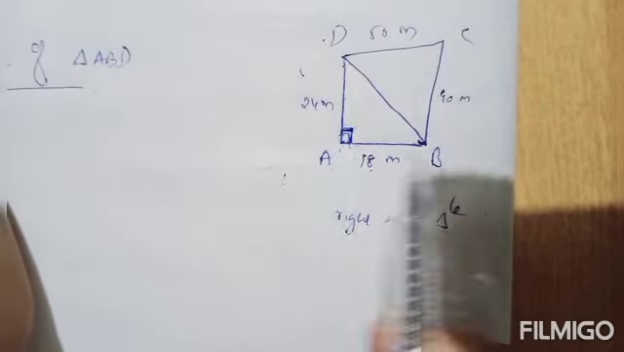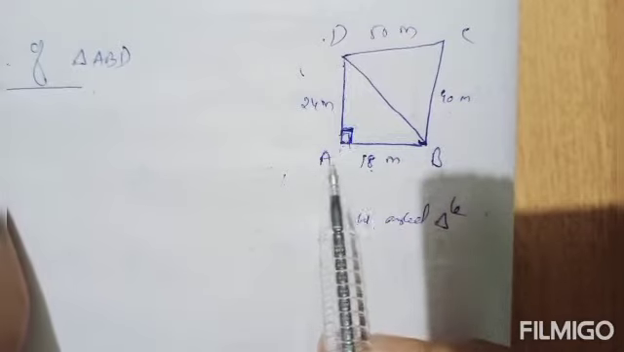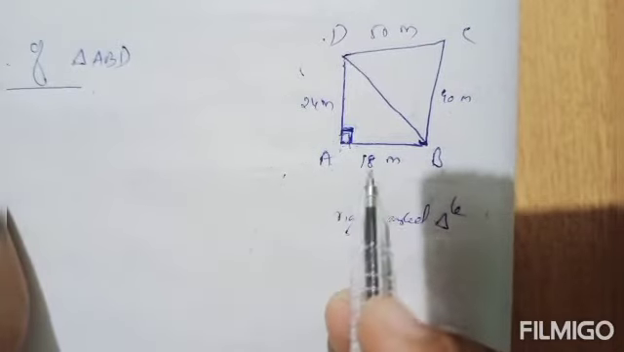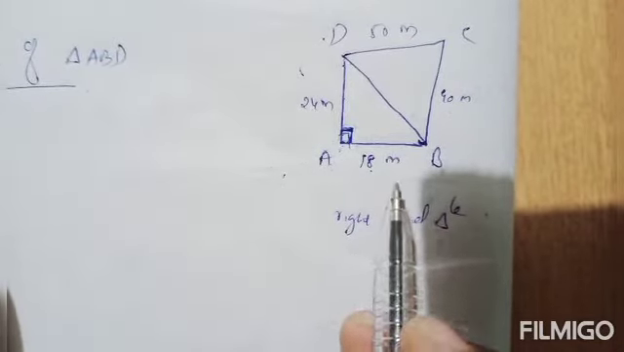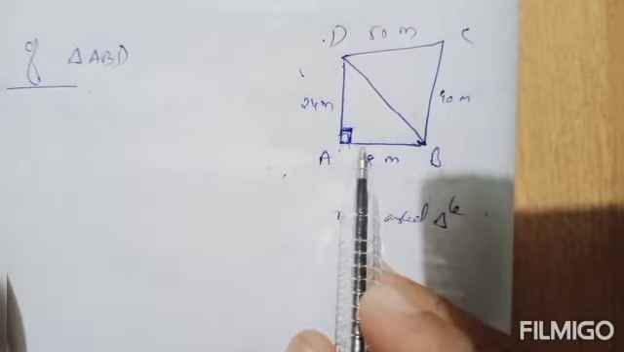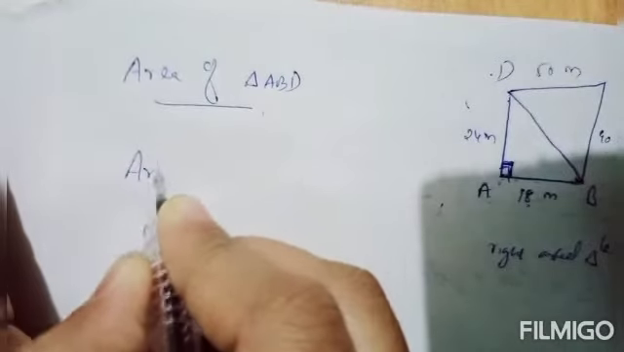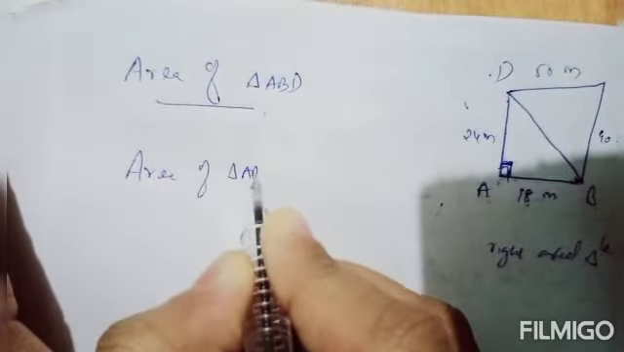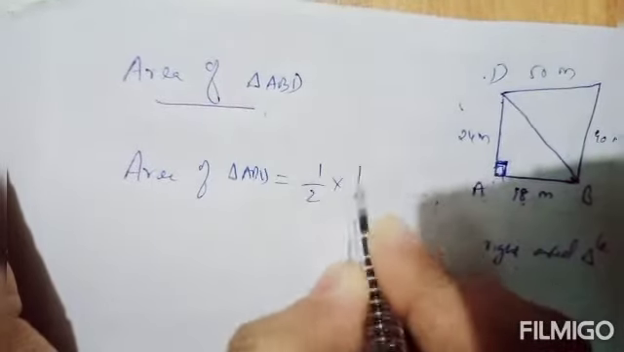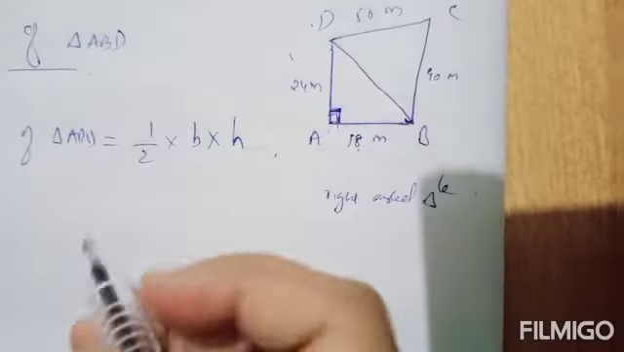The sides that form the right angle should be the ones selected as base and height in a right angled triangle. So in order to find the area of triangle ABD, which formula can you use? Area of triangle ABD equals half into base into height.